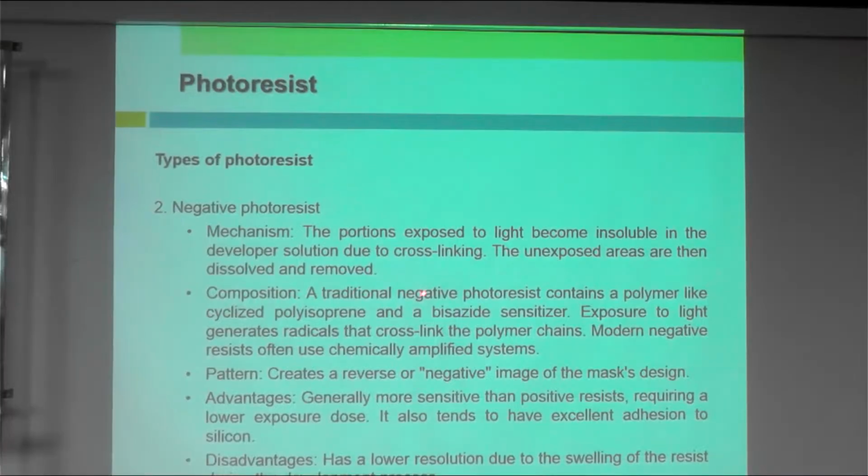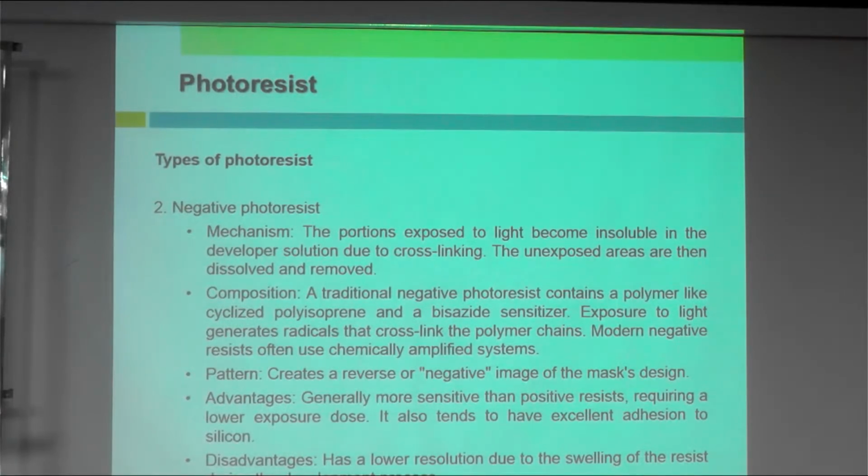So composition: a traditional negative photoresist contains a polymer like cyclized polyisoprene and a bisazide sensitizer. Exposure to light generates radicals that cross-link the polymer chains. Modern negative resists often use a chemically amplified system. So it creates a reverse or negative image of the mask design.